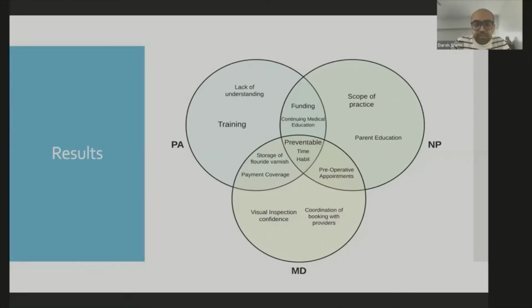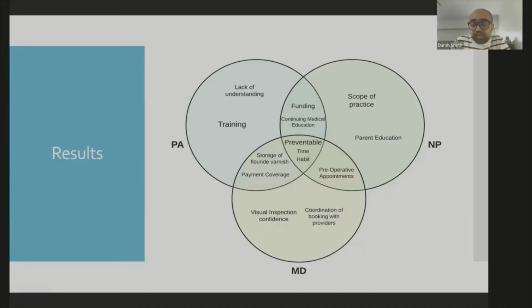So what I did was I broke it down by profession, so physician assistants, nurse practitioners, and physicians being the MD. I saw some overlap between what participants were speaking based on their profession, such as if I look at the preoperative appointment slot here in between the nurse practitioners and the physicians, that was cited as something quite common in between the physicians and nurse practitioners.